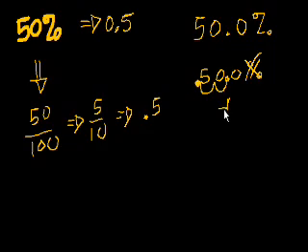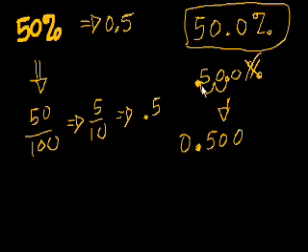So this equals 0.500. So 50% is equal to 0.500. And of course, these last two zeros really don't mean anything for our purposes, so we'll get rid of them. So that's the same thing as 0.5. 50% equals 0.5. So you're probably saying, well, sure, that looks easy, but what if the problem gets a little harder? 50% I could have done in my head.